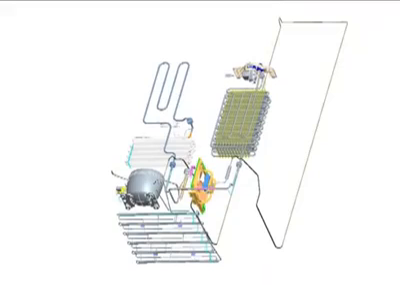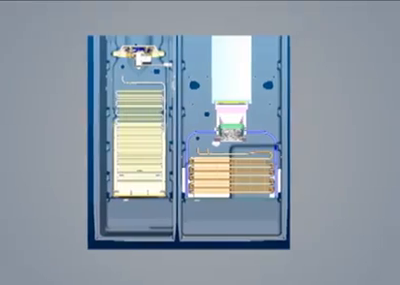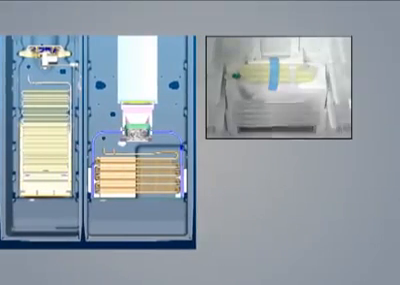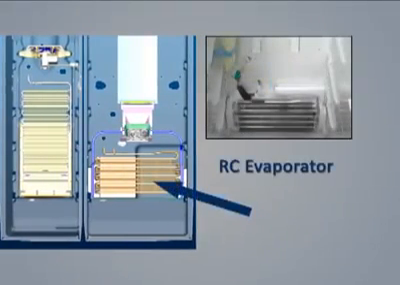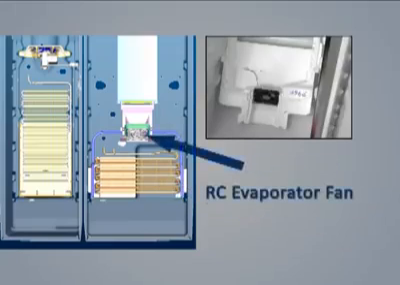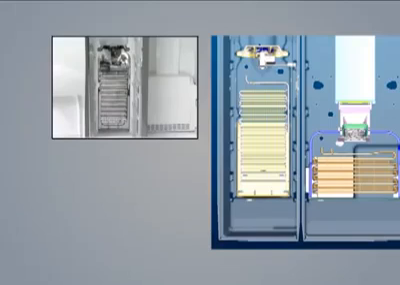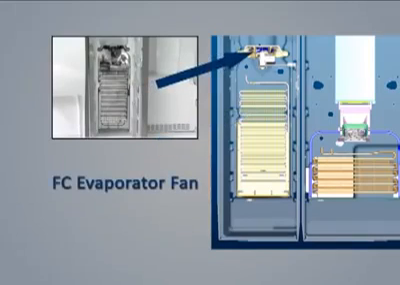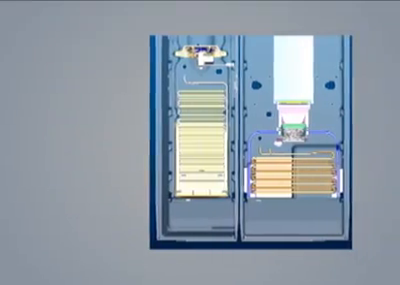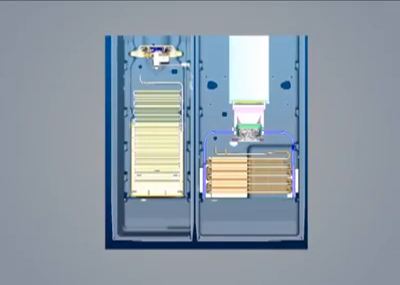Think of the two compartments as individual refrigerator systems controlled by a main board making decisions based on temperature sensing thermistors and the program software. On the right side of this cutaway, we can see the actual location of the RC evaporator and the RC fan. On the left side of this diagram, we see the FC evaporator and the FC fan. There are no air passageways between the two compartments.